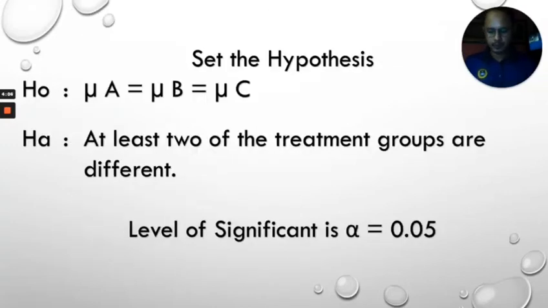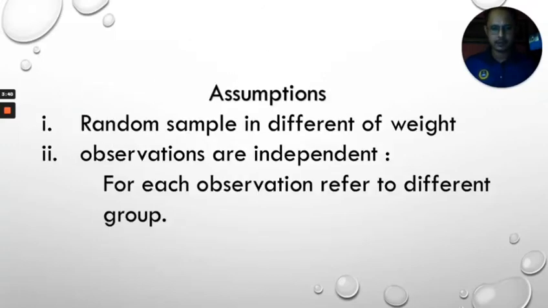For the hypothesis, H null: group A equal to group B and equal to group C. H alternative: at least two of the treatment groups are different. The level of significance is alpha equal to 0.05. The assumptions: the random sample is the difference of weight, and the observations are independent, with each observation referring to a different group.